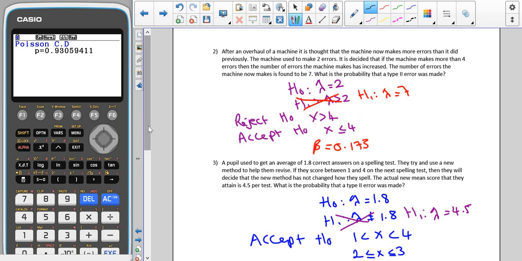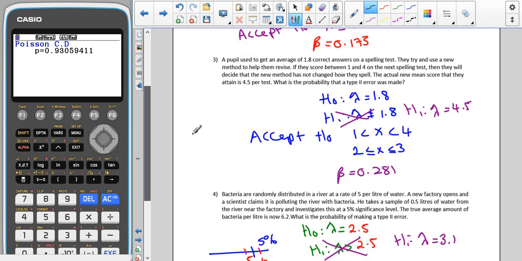For question 3, this time we're seeing if there is a change, because it just says that the average is 1.8, and then it says that if it's between 1 and 4 on the next spelling test, then they'll decide that it has not changed. And that's quite important. That's our accept H0 region, but because it doesn't say between 1 and 4 inclusively, that means that we're not going to include those.